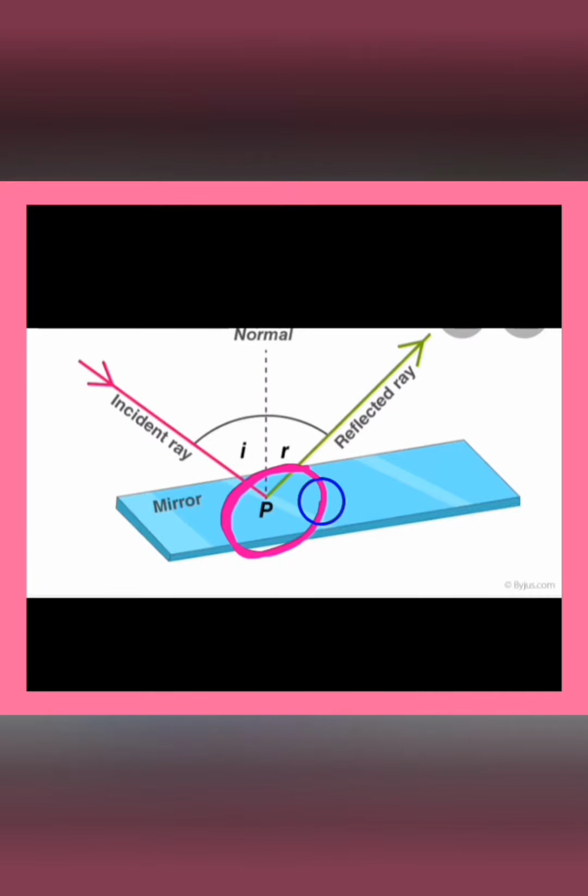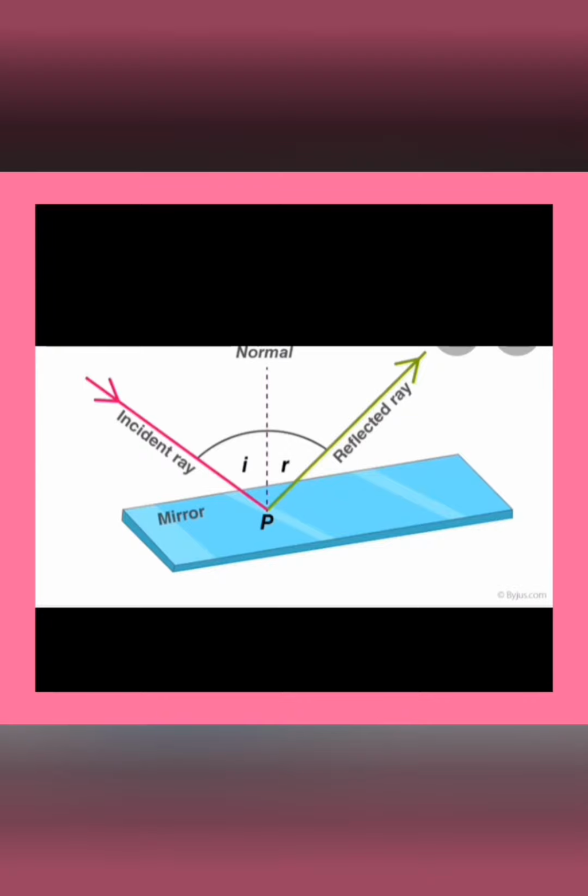Next is normal. A perpendicular drawn to the surface at the point of incidence is called the normal. So here this line represents the normal, which is drawn perpendicular to the surface. So this is a smooth surface. Perpendicular means 90 degrees. It is represented by a dotted line here. So this is the normal line which is drawn. The line which is perpendicular to the reflecting surface is known as the normal.